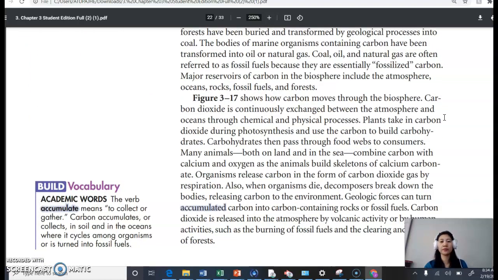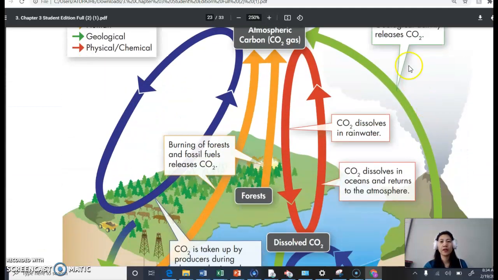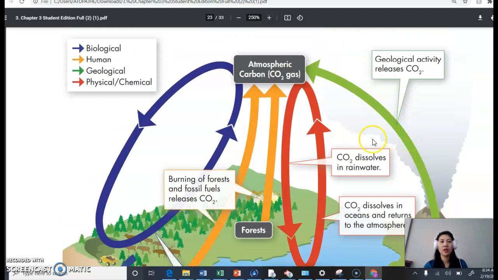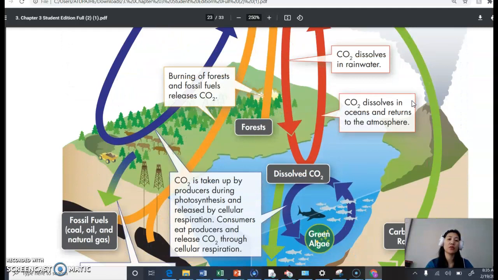So as you can see here on this figure, the carbon dioxide, right? We have the blue one representing the biological processes, yellow representing the human activities, the green one geological processes, and the red one represents the physical and chemical processes of this carbon cycle. Carbon dioxide dissolves in rainwater. Carbon dioxide dissolves in oceans and returns to the atmosphere as well. If forests are burned, the burning of forests and fossil fuels releases carbon dioxide as well. What about geological activity? They release carbon dioxide as well.